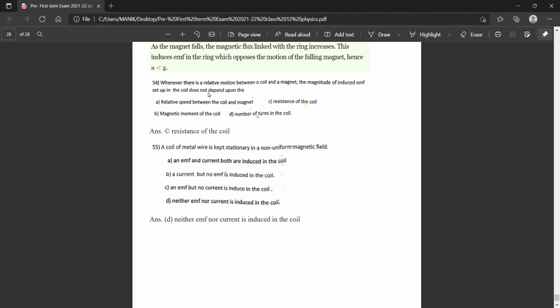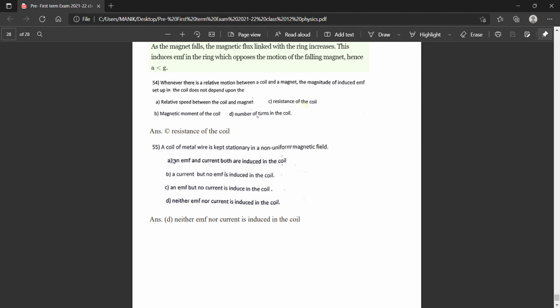Whenever there is a relative motion between a coil and a magnet, the magnitude of induced EMF set up in the coil never depends upon the resistance of the coil. It depends upon the relative speed, the magnetic moment of the coil, and the number of turns. It never depends on the resistance of the coil. So the answer will be resistance of the coil.